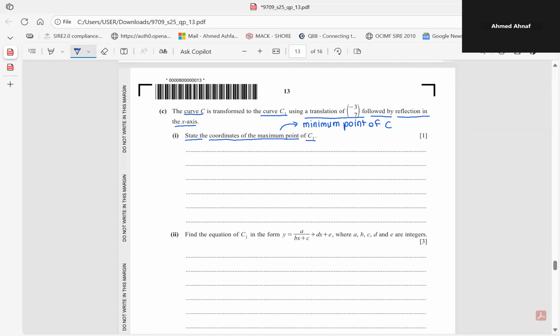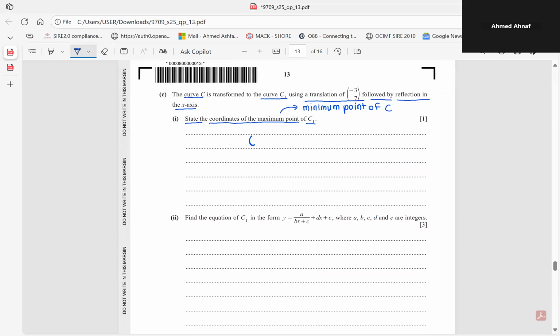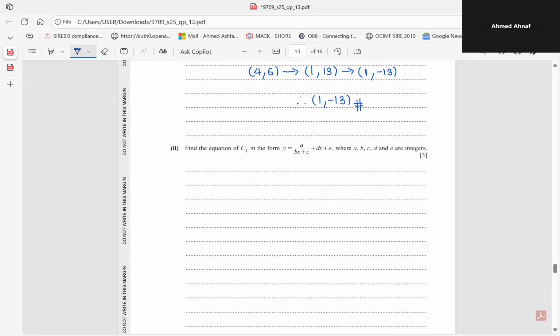So let's take the coordinates of the minimum point (4, 6) and apply the transformations. For the first transformation, (minus 3, 7), you just subtract 3 from the x coordinate because it is moved 3 units to the left. So this would be 1. And then you add 7 to the y coordinate because it's moved 7 units up vertically. So this would be 13. And then finally, it's reflected in the x-axis, so you multiply the y-coordinate by -1. So this is (1, negative 13). Hence our answer is (1, negative 13). So this is our final answer for this part. Let's head on to the next part.